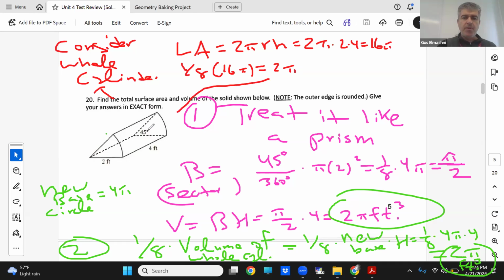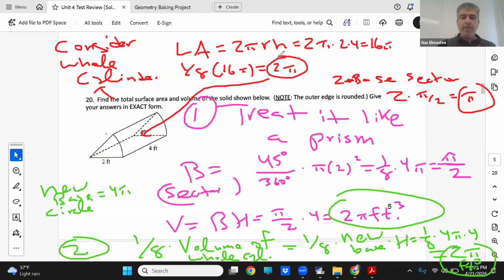That just gets you that rounded part. Then you have twice the base, 2 times the base of the sector. So that's 2 times pi over 2, which is pi. So you have pi, 2 pi, and they have 2 rectangles, right?